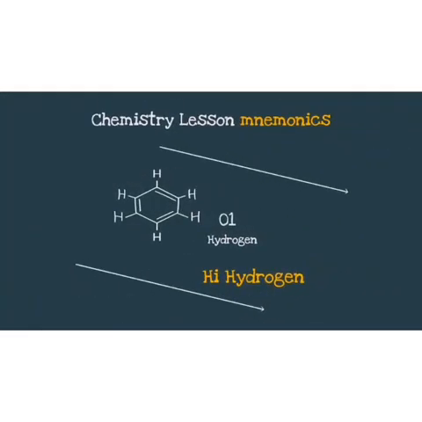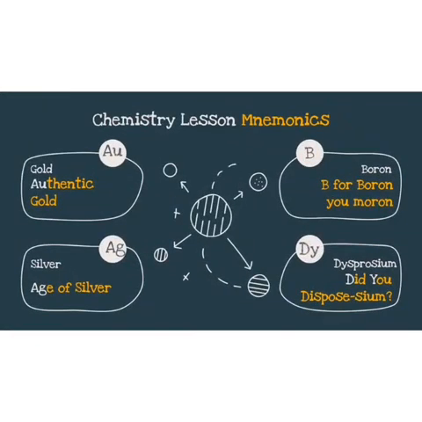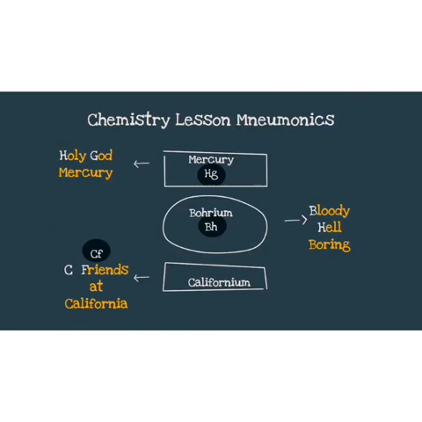Then we have high for hydrogen. We have authentic gold, age of silver, B for boron, pneumoron, and dysprosium. We have holy god mercury, bloody hell borium, and C friends at California for californium.